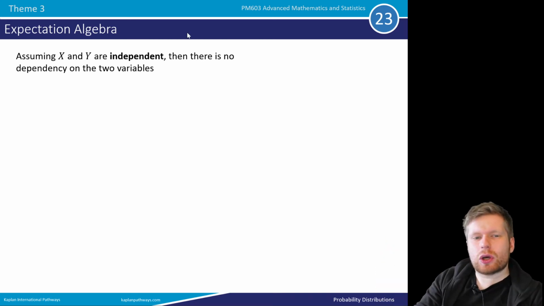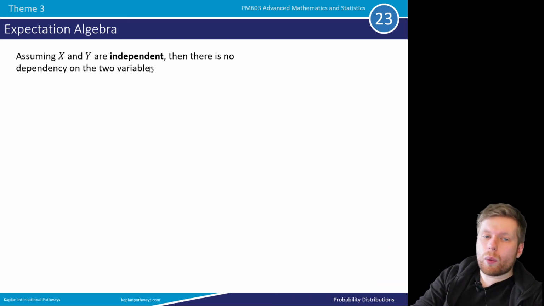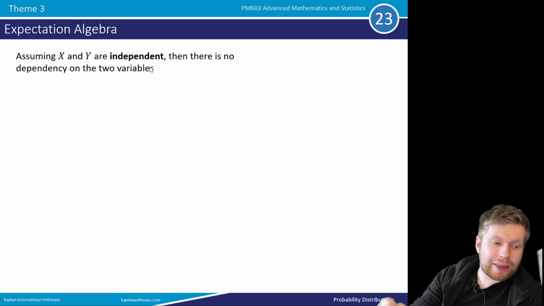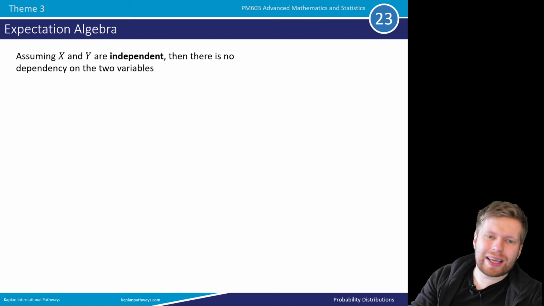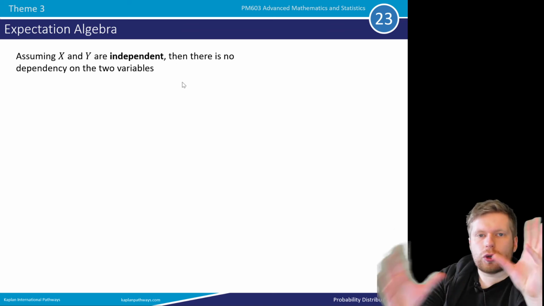I think it makes sense that those 2 variables are independent. In other words, one thing does not affect the other. The number of siblings which somebody has does not affect the height of that sibling, right? So they're independent variables. Therefore, there's no dependency on those 2 variables.